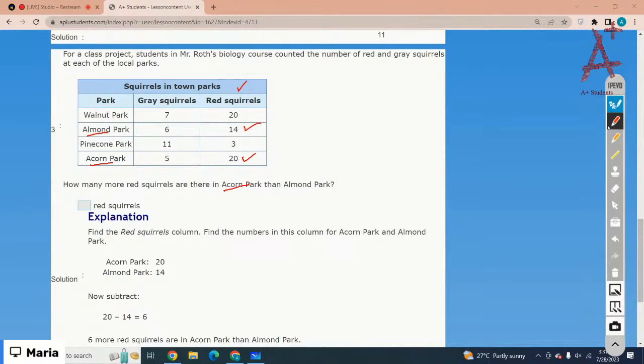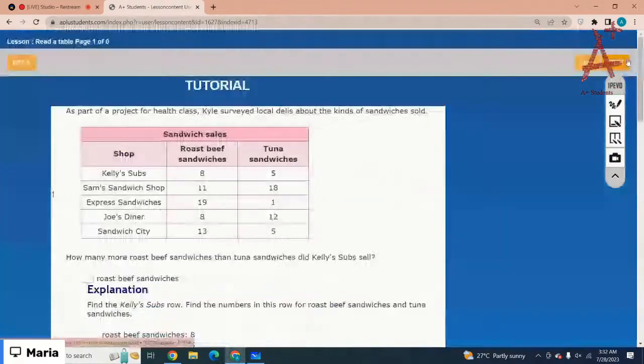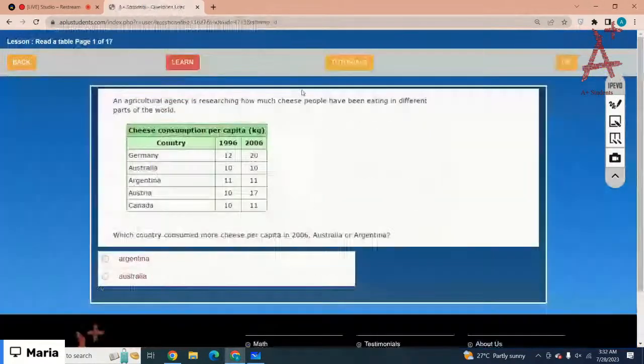Okay, let's just start with the practice questions. Okay. A culture agency is researching how many cheese people have been eating in different parts of the world. So here is a table that keeps the record of cheese consumption in different countries. Which country consumed more cheese per capita in 2006, Australia or Argentina?